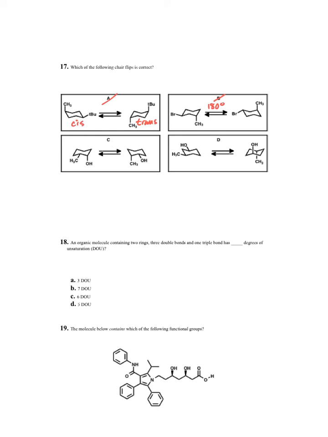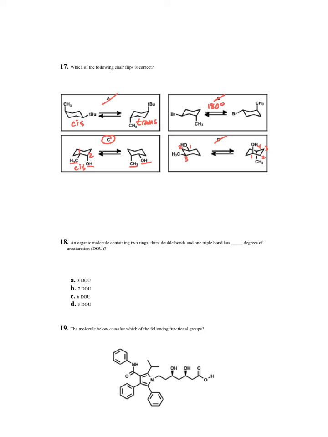C, you have a 1-2 relationship, so 1, 2, it's cis. You have CH3 group equatorial, it flips to axial. Now you have OH group axial, it flips to equatorial. So that seems like it could be correct, but let's go ahead and look at D. D is not correct because you have a 1, 2, 3 relationship going to a 1, 2, 3, 4 relationship. So don't fall for cheap tricks like that. C is the correct answer.